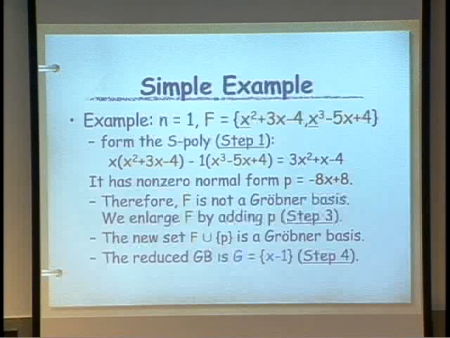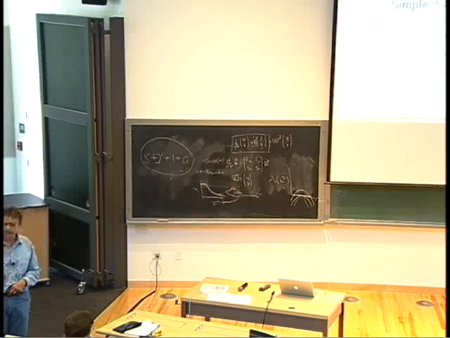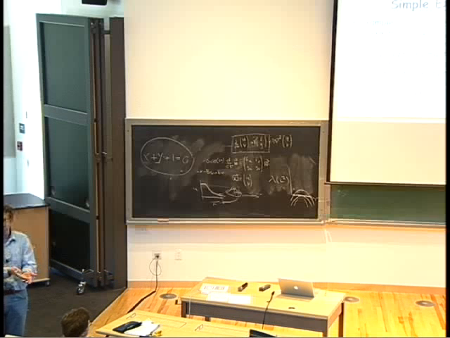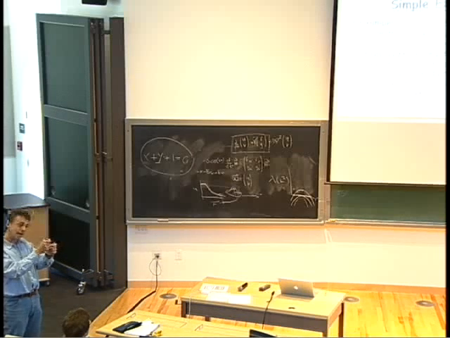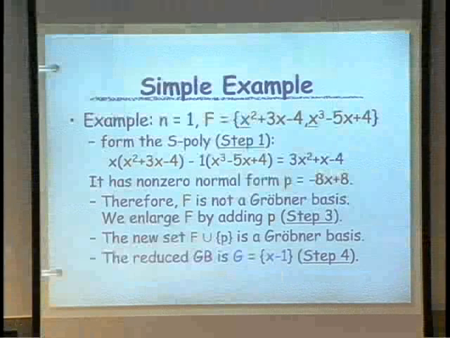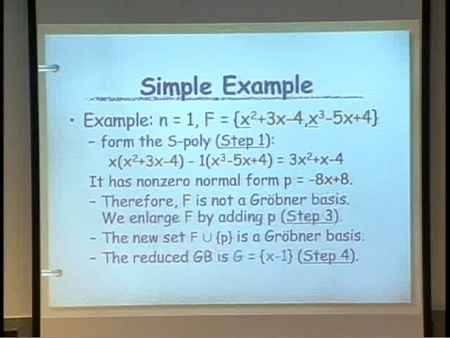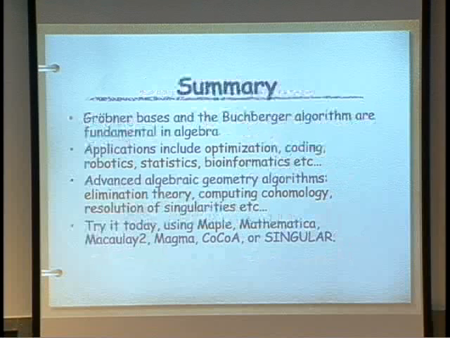So the new set turns out to be a Gröbner basis, but then we have to make it reduced, right? So now we have the cubic, the quadratic, and the linear. We throw out the quadratic. It doesn't contribute to the initial ideal. We throw out the cubic. It doesn't contribute to the initial ideal. Then we look at minus 8x plus 8. We divide by minus 8 because we're not in characteristic 2, right? And we get x plus 1, and that's x minus 1, and that is the unique reduced Gröbner basis.